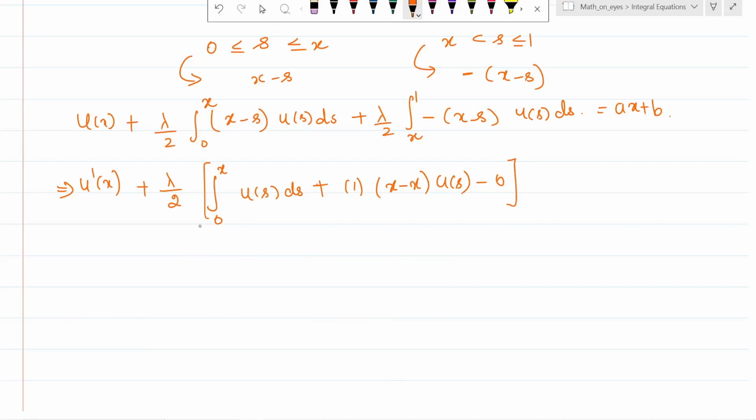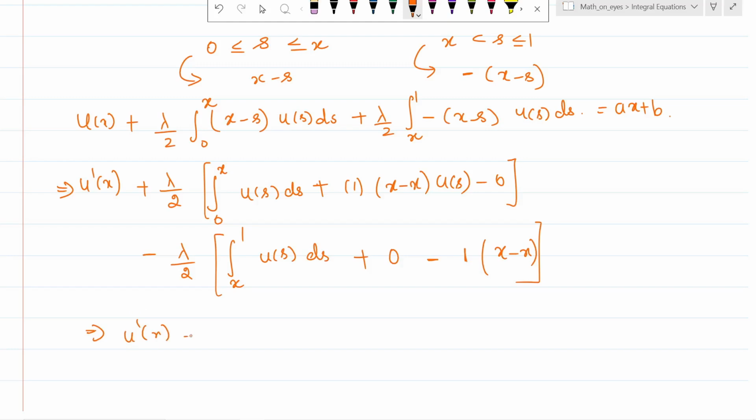And then for this part, we will take the negative outside, minus lambda by 2 integral x to 1. Differentiation of x minus s into u of s ds will give you u of s into ds. The upper limit is 1 here, so it will become 0 as you differentiate 1. The lower limit is x, and when you differentiate x it will be 1, and you have to apply x wherever s is, so x minus x will give you 0. So this is equal to u dash of x plus lambda by 2 integral 0 to x u of s ds minus lambda by 2 integral x to 1 u of s into ds, which is equal to a.